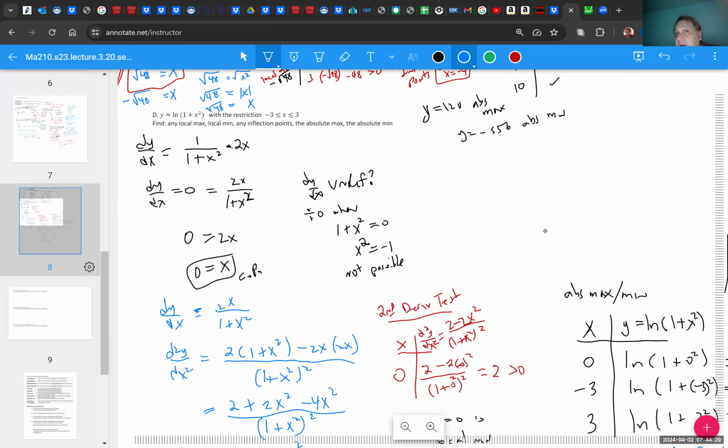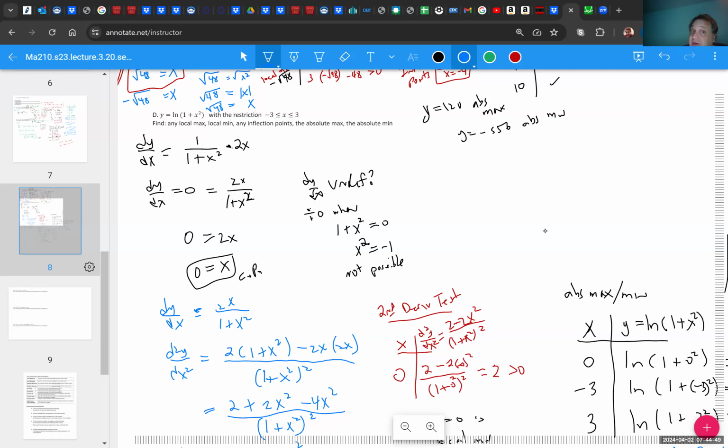Okay, so if you gave that a try, welcome back. If not, you're still here, so welcome here. I'm going to go ahead and find the local max, local min, inflection points, absolute max, absolute min for this example, ln of 1 plus x squared. So I'm going to find the derivative. That's a key feature for a lot of this stuff.